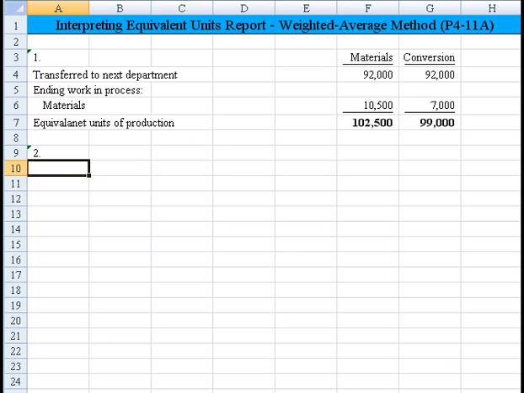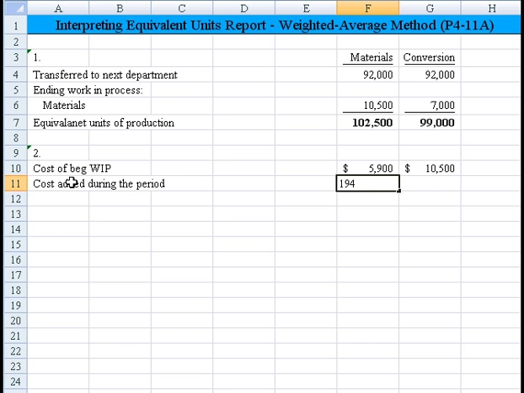Okay, so now we're going to go through the same kind of calculation. First we had the cost of beginning WIP, I'm abbreviating here, and they gave us 5,900 and 10,500. Now, those were in units. These were in dollars, so let's label those. That's the peso, designated by the dollar sign. Then cost added during the period, and that was given, we just read it, 194,200 and 237,000.